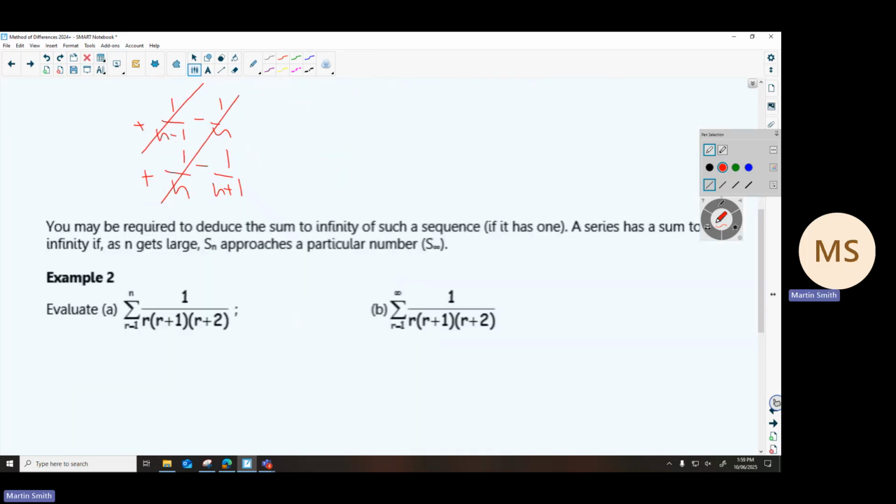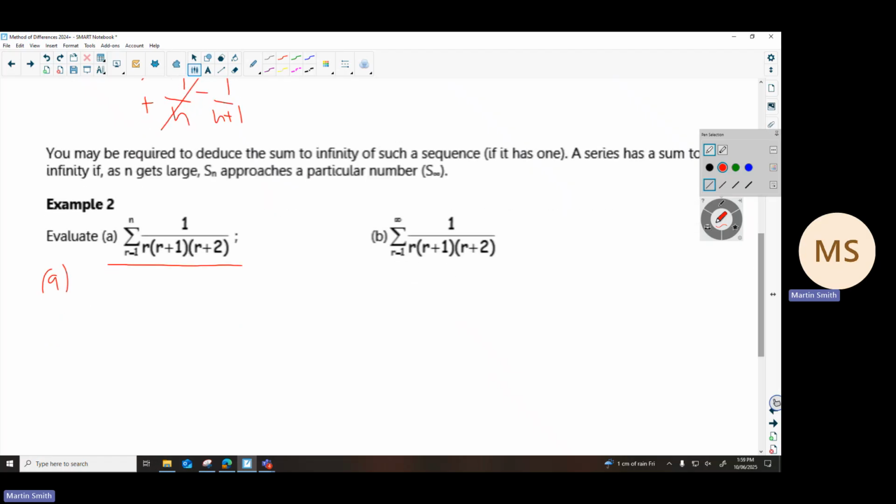Second example, folks, is a more complicated one. And in the second part, there's a bit of a sum to infinity thing. I'll come back to the sum to infinity bit. First of all, can I deal with part A of example 2, which is to work out the sum of the first n terms of this expression. So it's 1 over a cubic. The cubic is factorized. I'm going to split it into partial fractions, and then we'll use the method of differences, although we'll see in this case that the cancellation is a little bit more complicated.